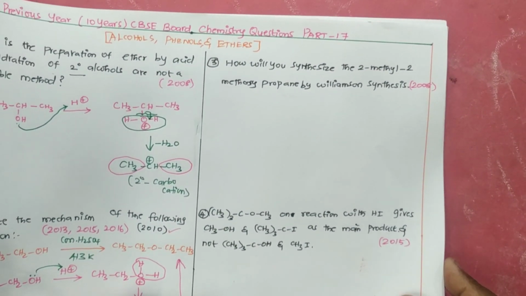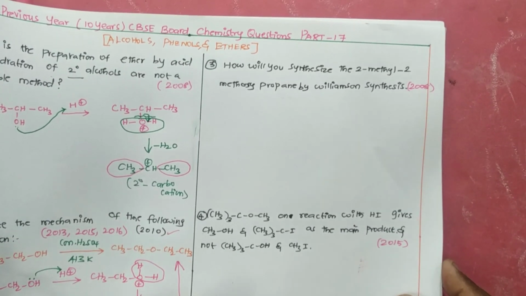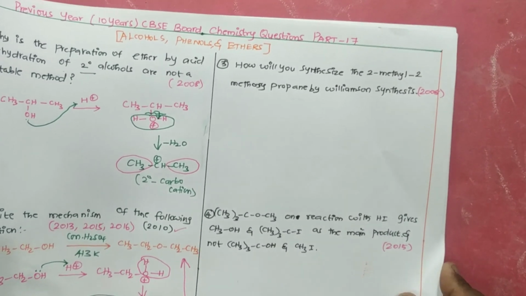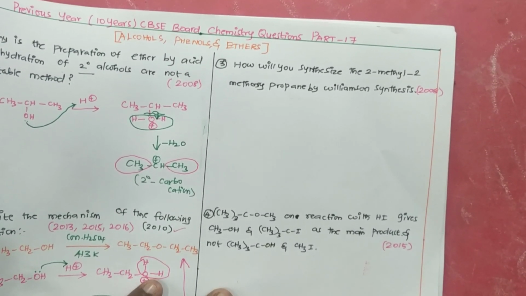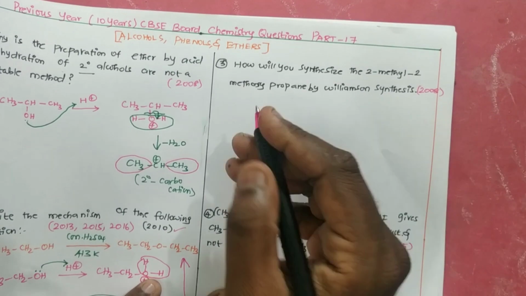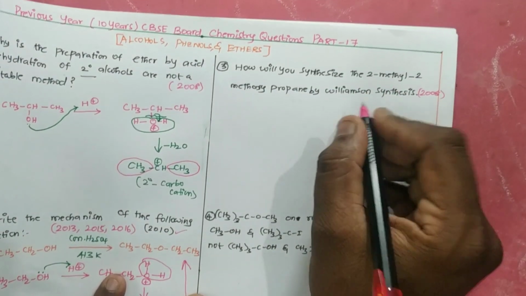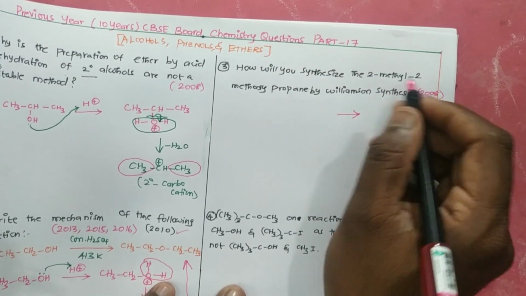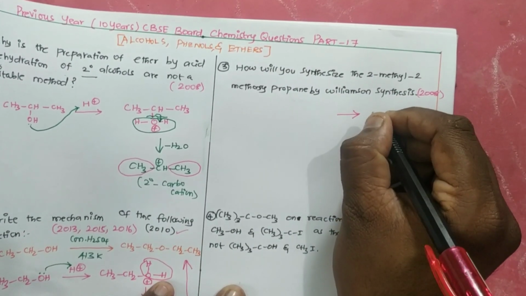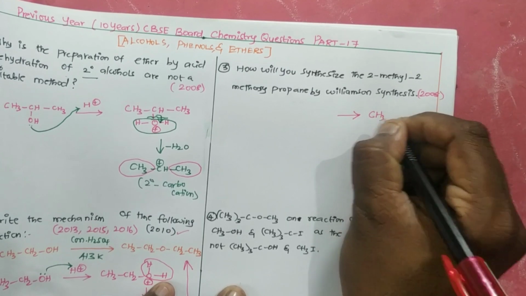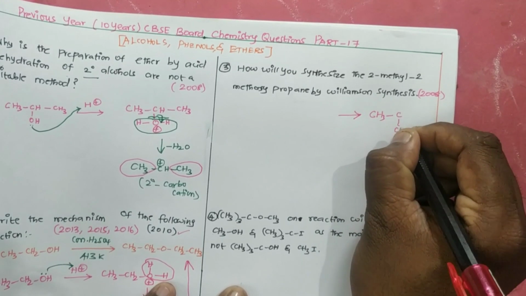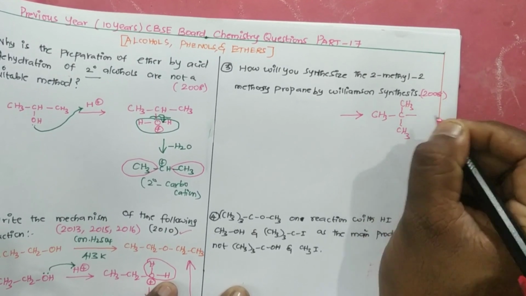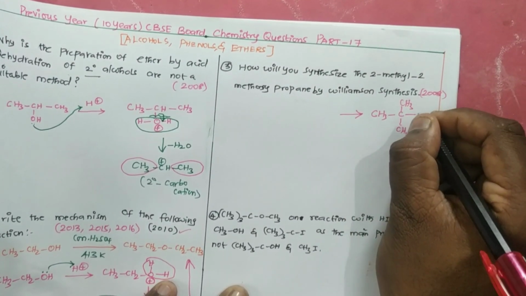And next one is: how will you synthesize 2-methoxypropane by Williamson synthesis? They gave a condition, Williamson synthesis, so I have to follow it. First of all, I have to prepare the product. What is the product? That is 2-methoxypropane. So 2-methyl, I will get CH3. One C is there, here one C is there, and one more C is there. This is a propane. In the second position, I have a methyl.